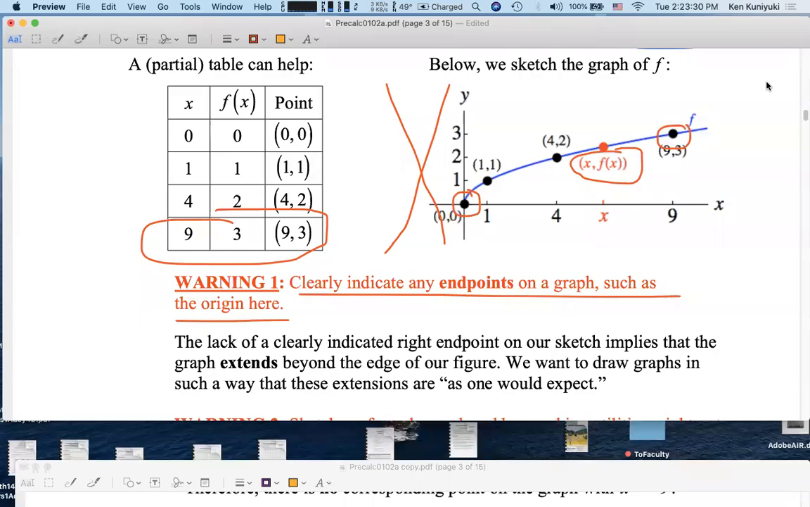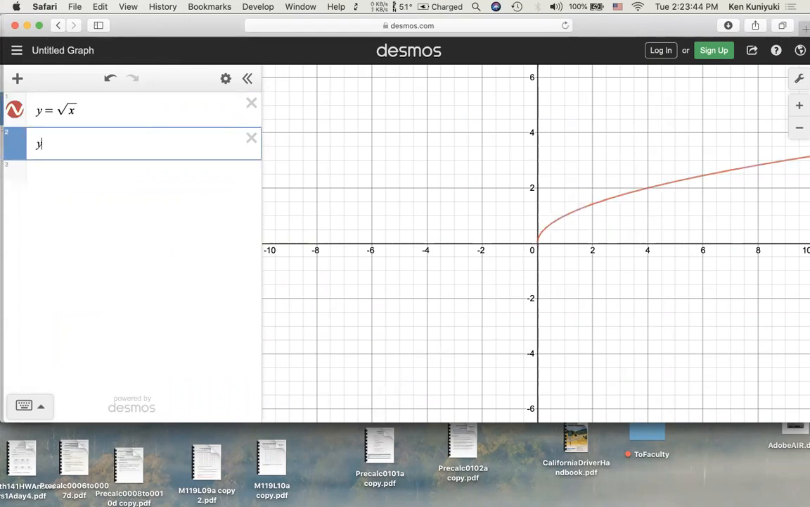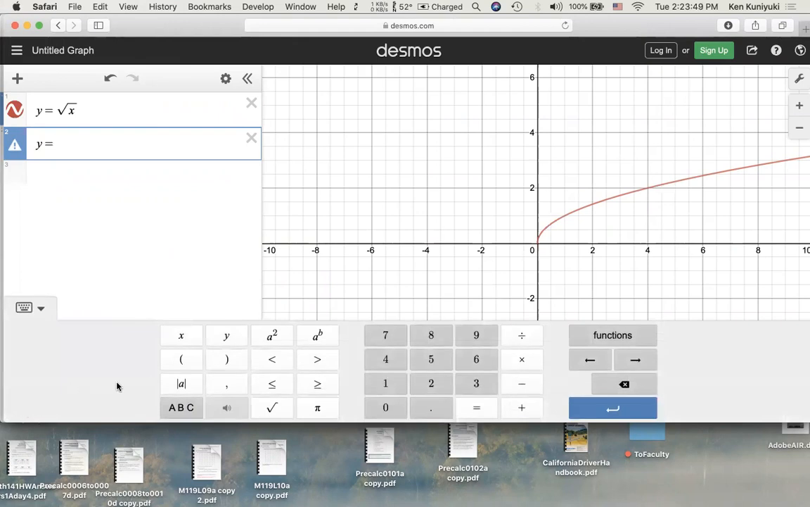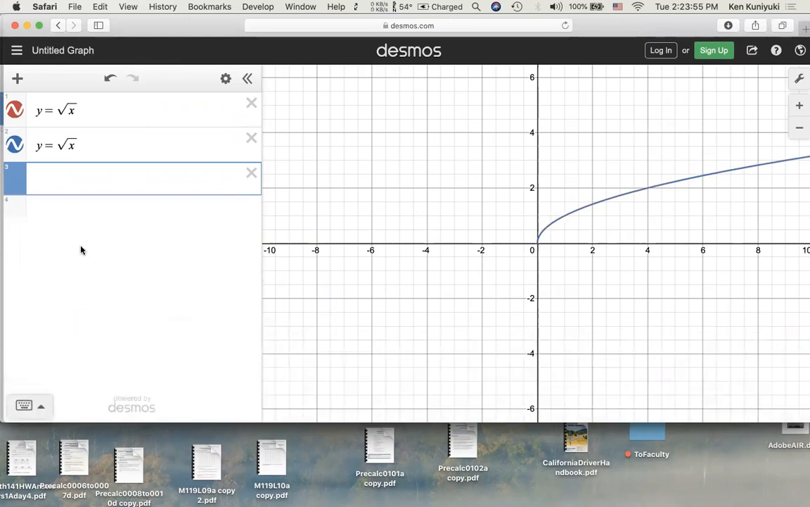Hi everyone. How do we know that this graph represents y as a function of x? Here's Desmos. Y equals, you could put sqrt for square root and put the x in there. Or y equals, you could go to the keyboard in the lower left, the keypad. Here's square root and put the x that way. The down arrow to close it.